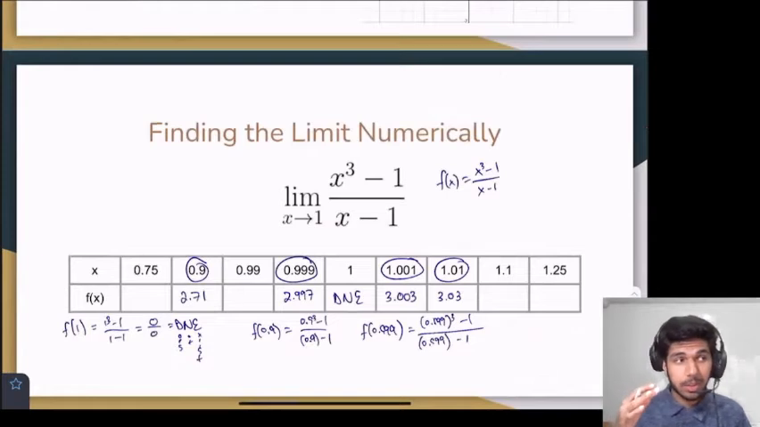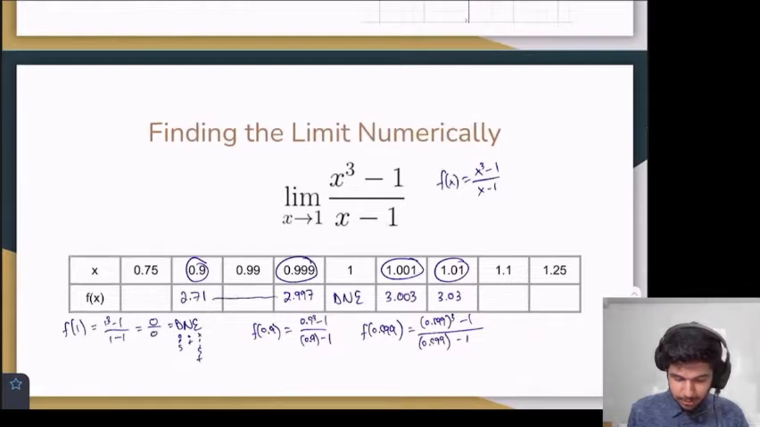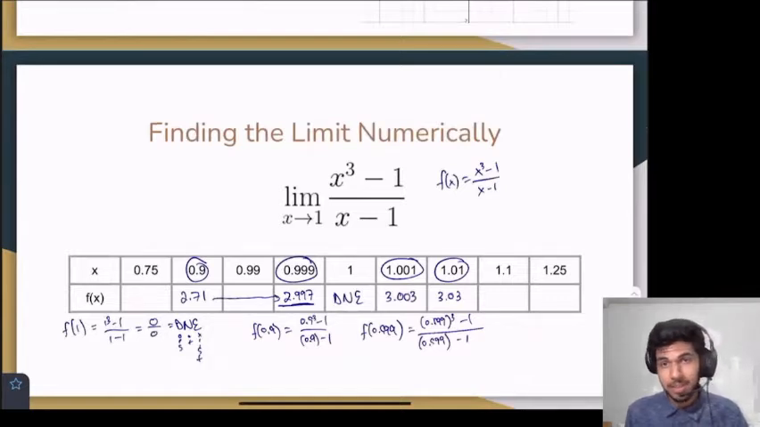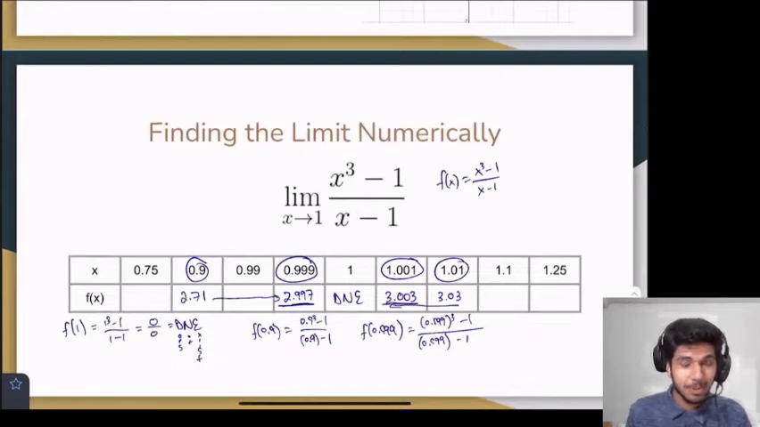So even though the function does not exist at x equals 1, we can still see that as we get closer to 1 from this side, we get closer to some value. 2.997 is almost 3. When we get closer from the right side, we get 3.003, which is almost 3. So both sides are saying that we're getting very, very close to 3. So we might as well say that the limit as x approaches 1 of f of x equals 3.